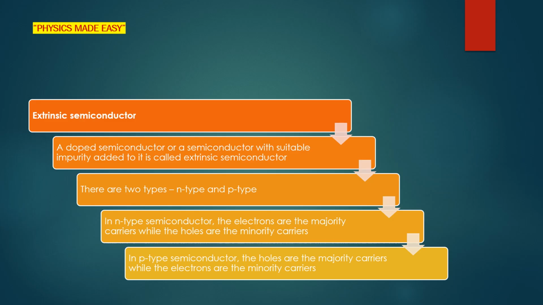Now the second, what are extrinsic semiconductors? Extrinsic semiconductors are not pure at all. These are semiconductors made by doping a pure semiconductor with an impurity. They are of two types, N-type and P-type. In an N-type semiconductor, electrons are the majority carriers while holes are the minority carriers. Whereas in a P-type semiconductor, holes are the majority carriers while electrons are the minority carriers.